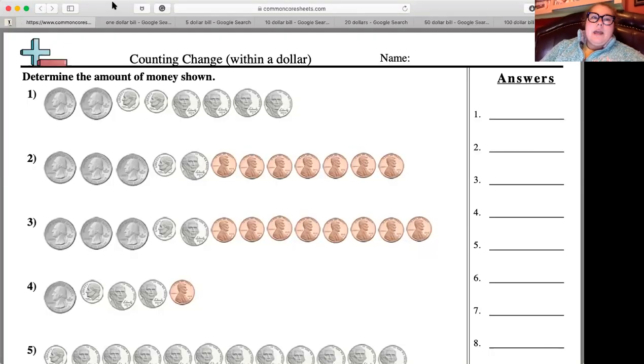And when you come back from groups, before we start independent work, I'm going to do one problem with you so you understand how this worksheet is going to go and what I expect of you. So I'm going to share the screen with you. This is a money worksheet, okay? You're counting change within $1. Each one of these you can see what they are. I'm going to do the first one with you, okay?